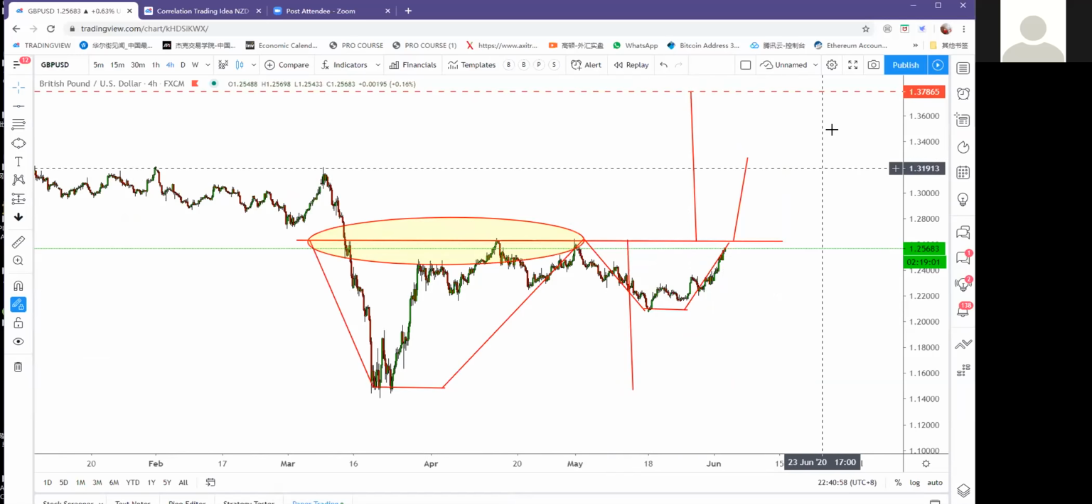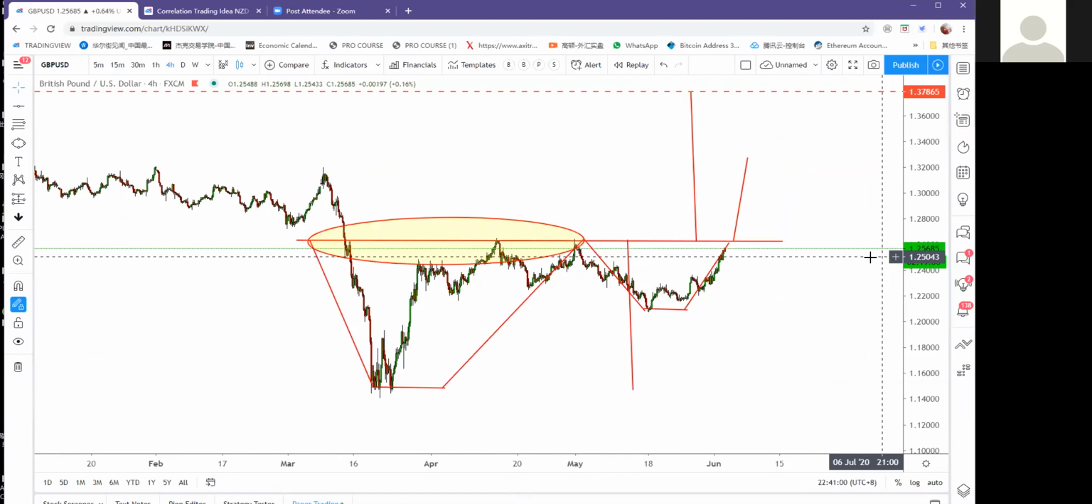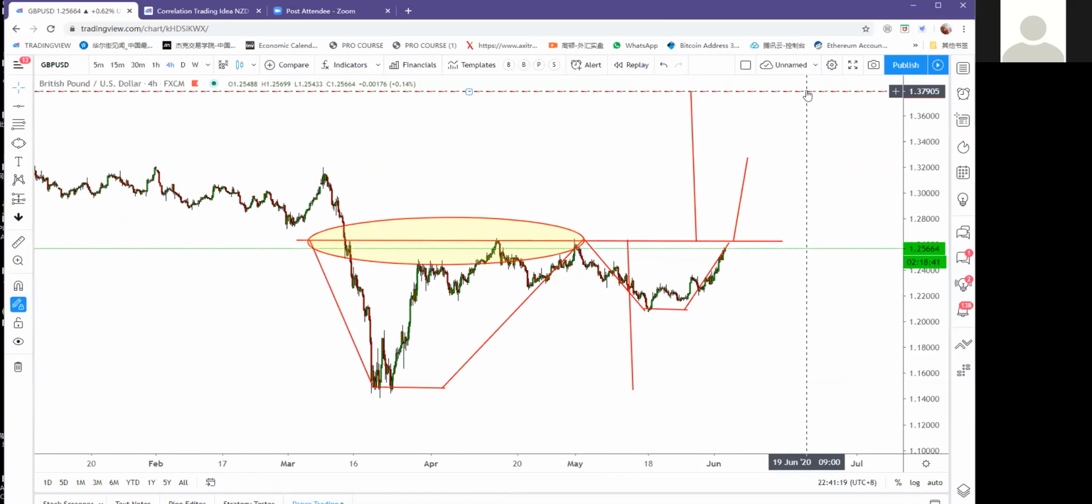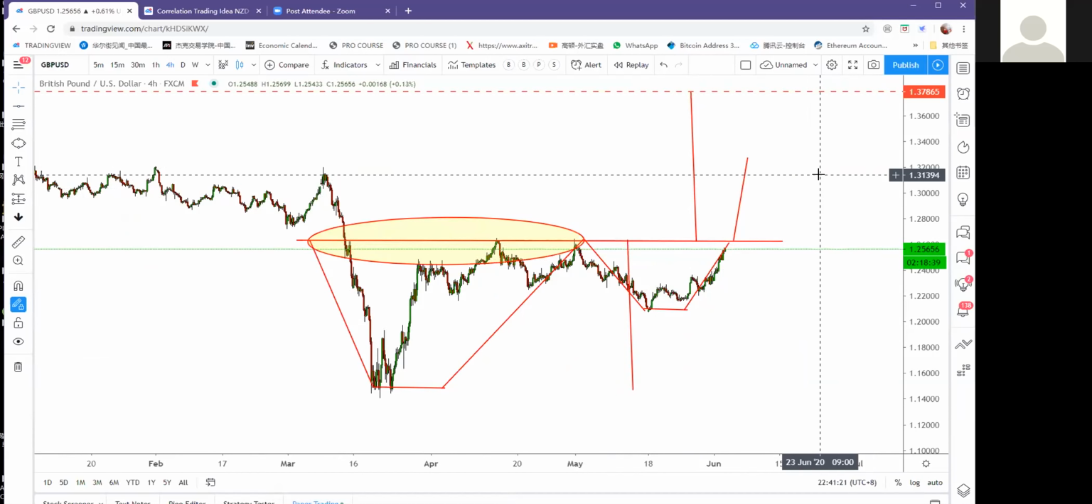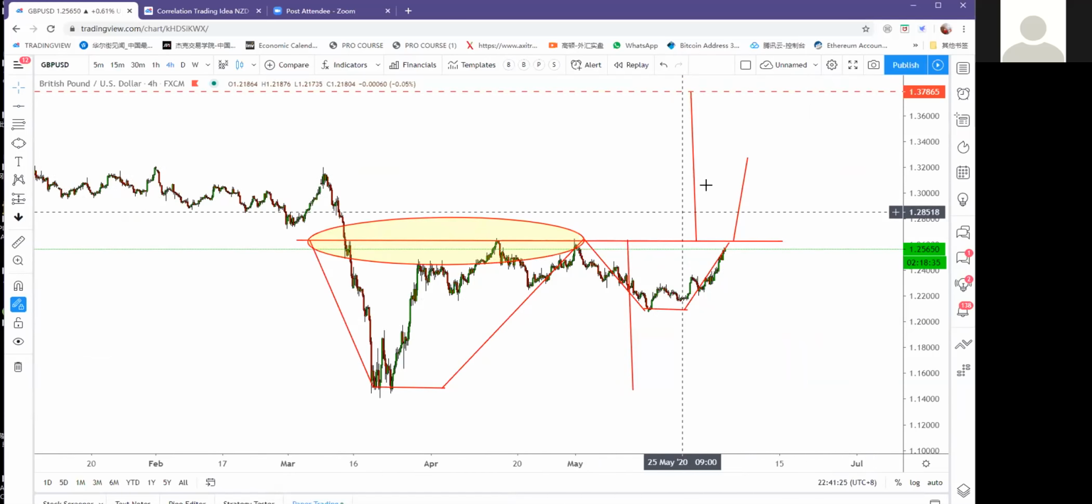And some people may be astonished, say, hey, Jack, what are you saying? You're saying the sterling is going to 1.38 and right now it's 1.25. How could that happen? You don't believe, right? Or you lack this imagination ability. How could the sterling rally so fast? I can tell you, yes, this may happen.